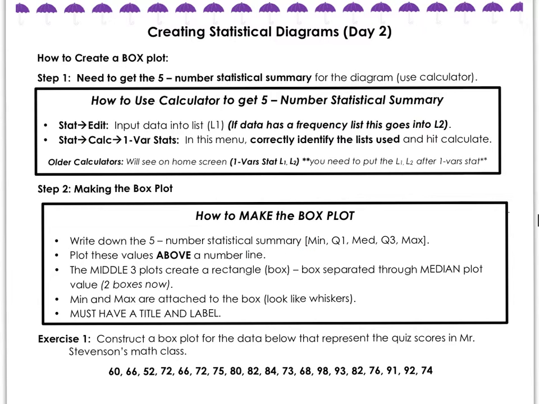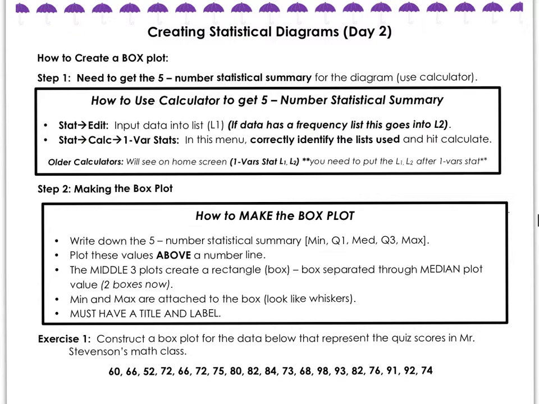Then you'll need to have a number line, and you're going to plot those values above the number line. Then the middle 3 plots will be creating the rectangle, which we will separate into 2 smaller rectangles, and then the minimum and maximum are attached to the box so they look like a whisker, so that they have the line just connecting to them. And you must have a title and label so that we know what the information is.